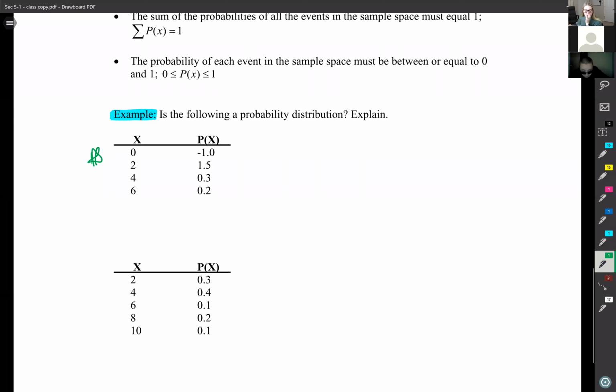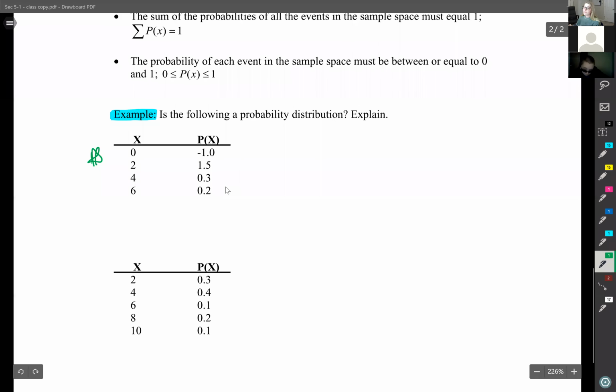Awesome. So I'm getting some answers. I did get a lot of no's, and no is the correct answer. Does anyone want to tell me why they said no on number 1? Because this number is greater than 1 and a negative number. Yeah, perfect. There is a number that is below 0, so there's a negative, and then there's also one that's above 1. So that would make it not a probability distribution.